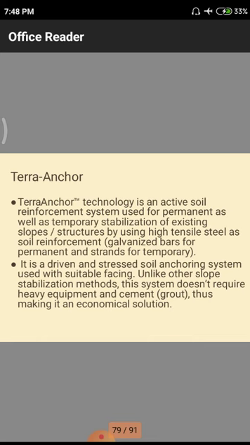And permanent stabilization: we have to use permanent stabilizations for national highways and other earth retaining structures. They are constructed with the help of high tensile steel as soil reinforcement. In some cases they use galvanized iron bars. It is a driven and stretched soil anchoring system. That means driven means injection.